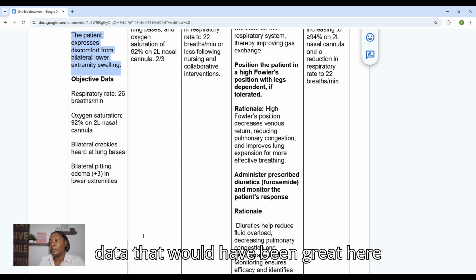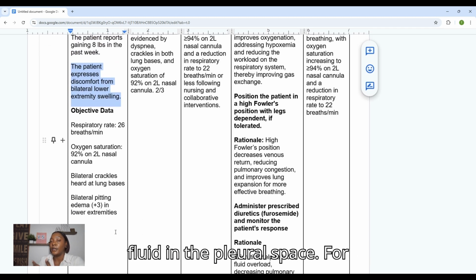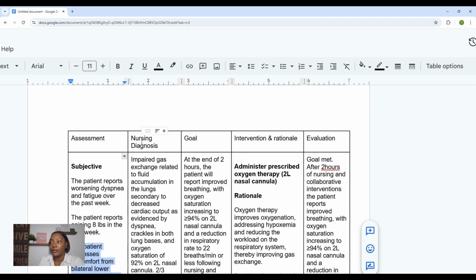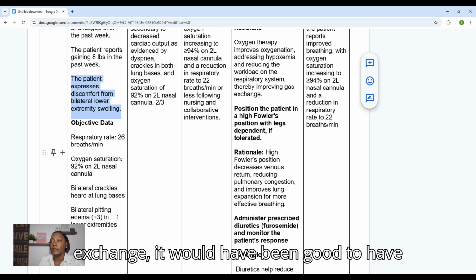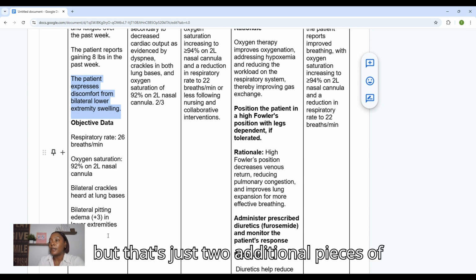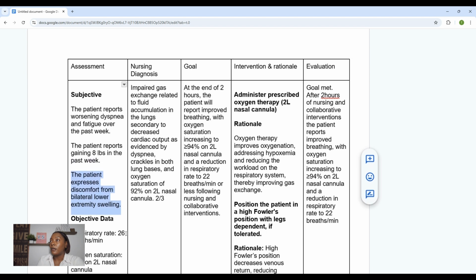Additional data that would have been great here would be a chest x-ray showing fluid in the pleural space, for example, and ABGs. While ABGs are not necessary to make the diagnosis of impaired gas exchange, it would have been good to have them here as long as they're available. But that's just two additional pieces of data that she could have included.